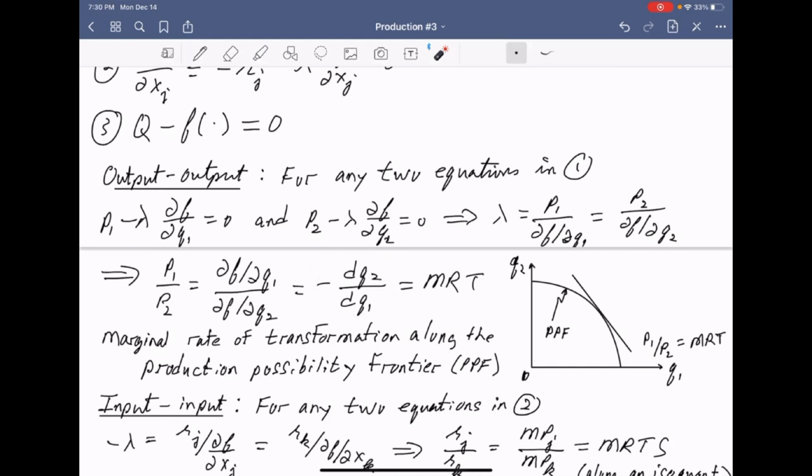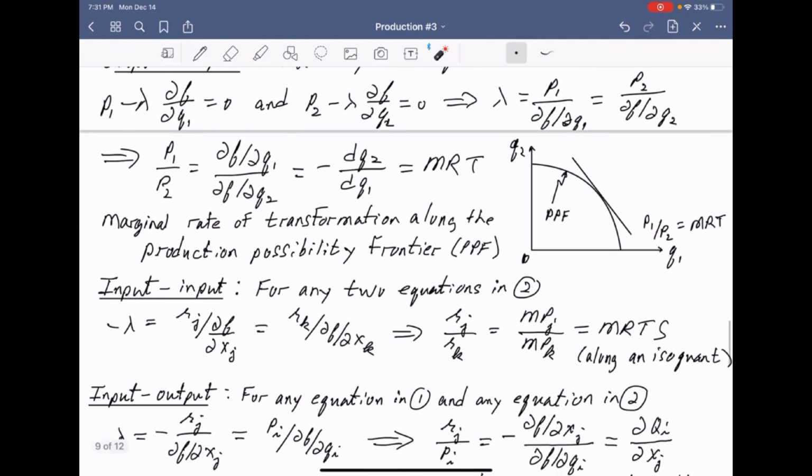derivative, the total derivative of Q2 with respect to Q1, and that is the marginal rate of transformation, which is the slope along any production possibility frontier. So this relationship here refers to the production possibility frontier. We also know that the marginal rate of transformation is equal to the price ratio P1 over P2.